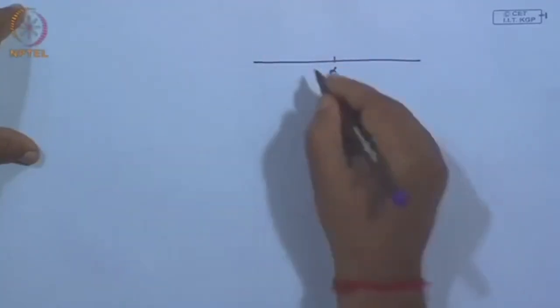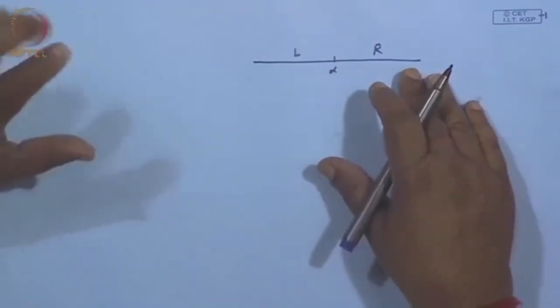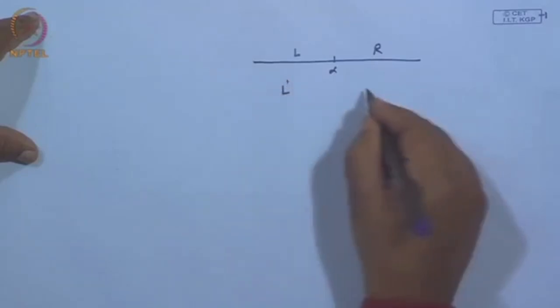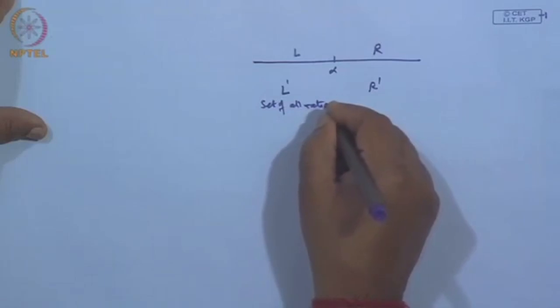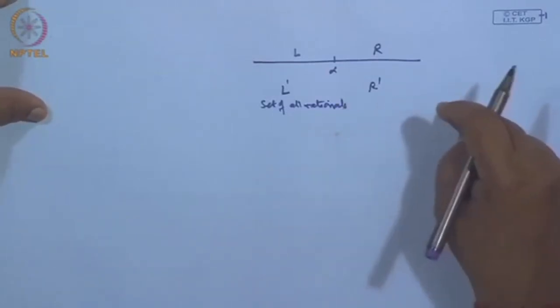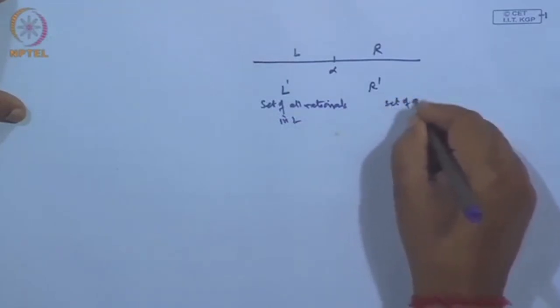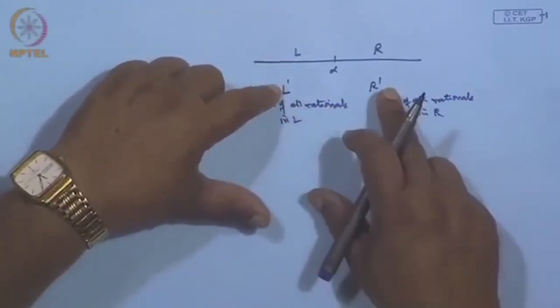Suppose we have the cut alpha, a real number which bifurcates all the real numbers into two classes, the lower class and the upper class. Now suppose we construct L dash and R dash as the set of all rationals which are in the lower class L, and the set of all rationals which are in the upper class R. So they will form two classes. Every rational number will be in one of the classes, either L dash or R dash.